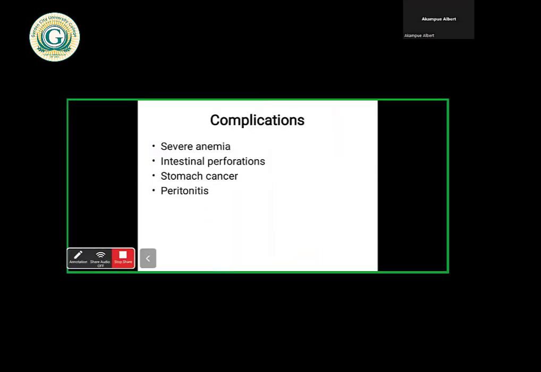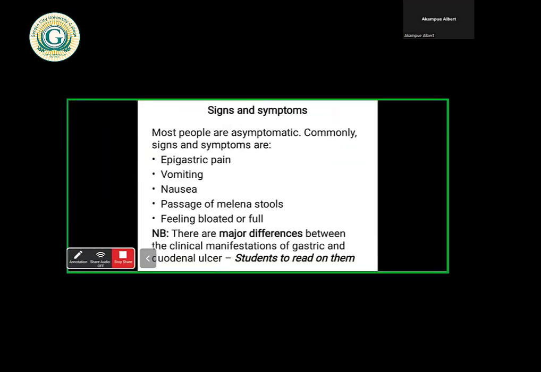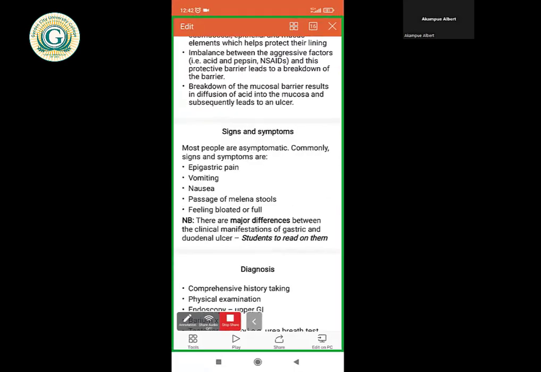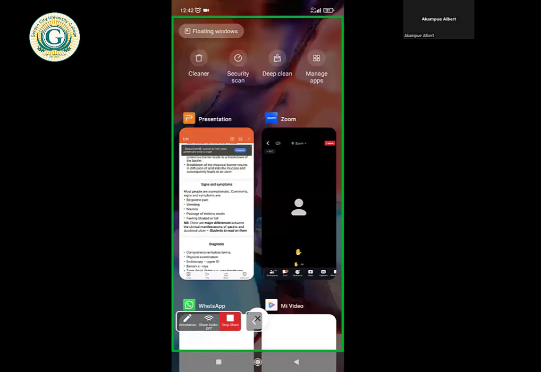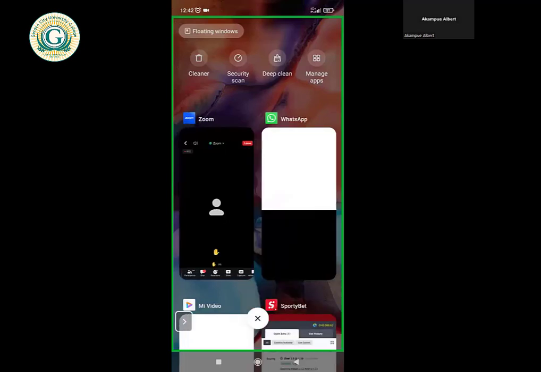Sorry, I think my phone is really giving me some tough times. I think I have to go and buy a new phone. Wow.